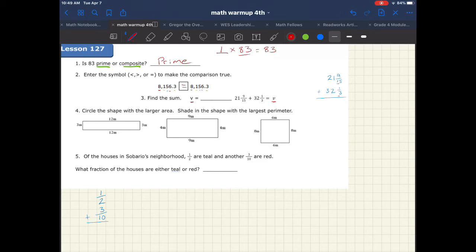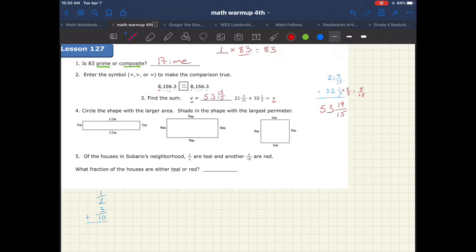So let's have the thirds be 15ths. So if I multiply 5/5, that makes this be 5/15. And now I can just add everything. 9 and 5 is 14. Denominator can stay the same at 15. And then 21 plus 32 is 53. 53 and 14/15. So V is 53 and 14/15.